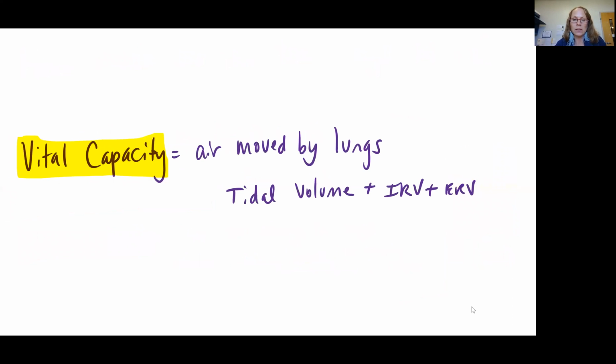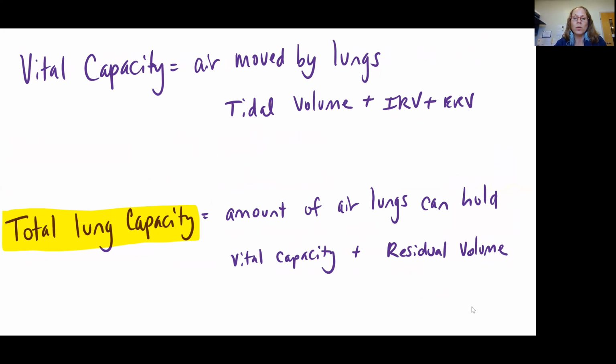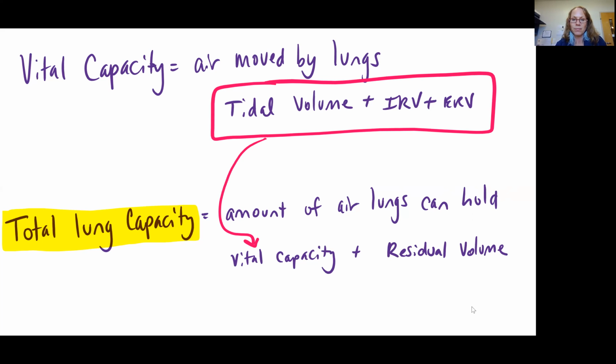Your vital capacity is the total amount of air that you can move by your lungs. So if you breathe all the way in and all the way out, that's your vital capacity. So that's including tidal volume plus IRV, inspiratory reserve volume, plus ERV, expiratory reserve volume. The total lung capacity is including how much air can your lung actually hold. So that means how much air you're moving, your vital capacity, plus that residual volume that you're not exhaling out. That's your total lung capacity.